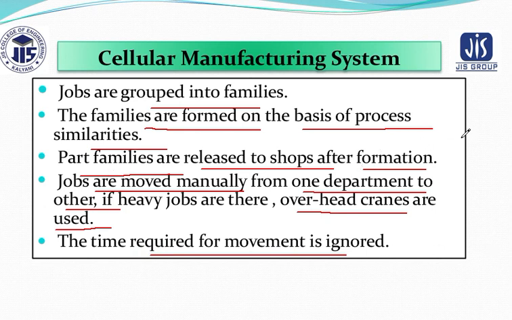So if I combine it together, we can say that jobs are grouped into families, and these families are formed on the basis of process similarities, and the part families are released to the shop after formation. So jobs are moved manually from one department to the other. If heavy, then they are handed over to overhead cranes, and the time required for the movement is also ignored in this particular case.